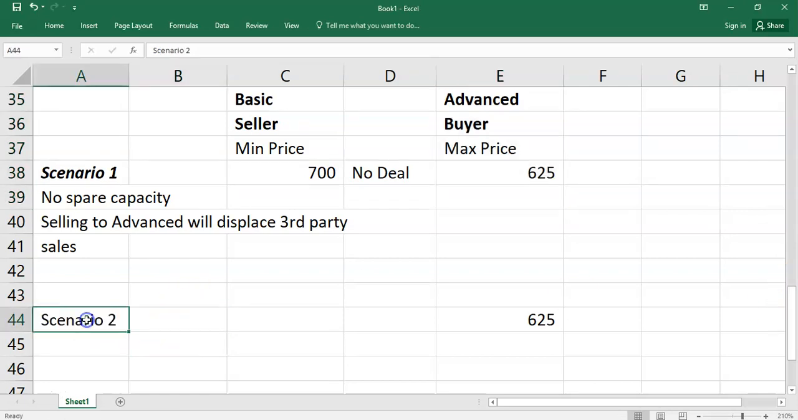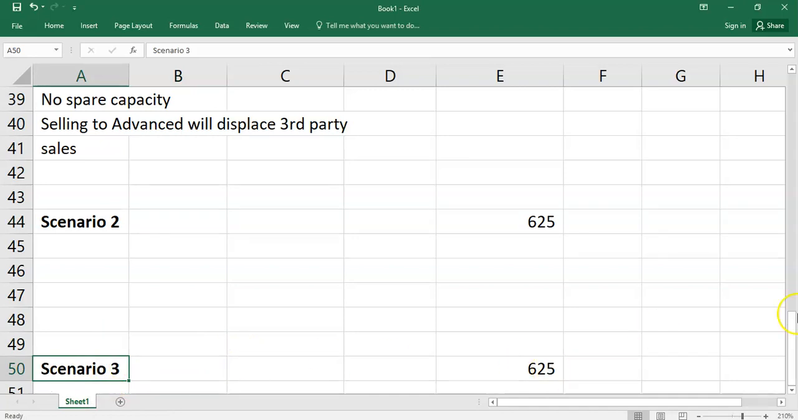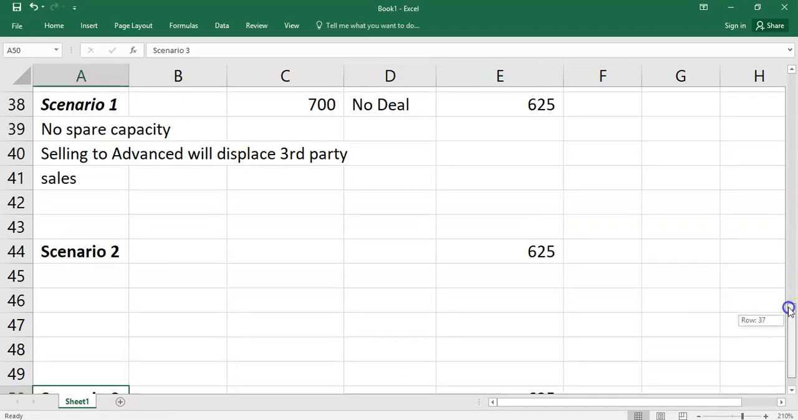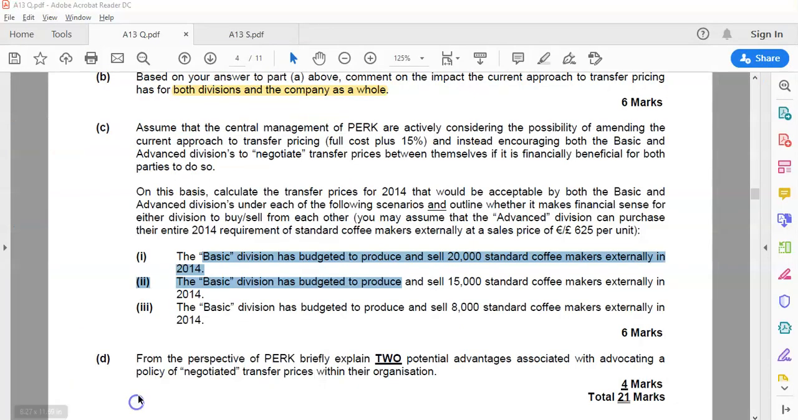So what I want you to do now is do scenario 3. We'll come back to scenario 2 in a second. Have a look at scenario 3 and think, how does this differ from scenario 1? It doesn't impact Advanced. The max they want to pay is still 625. But how might it impact the minimum price that Basic might want?